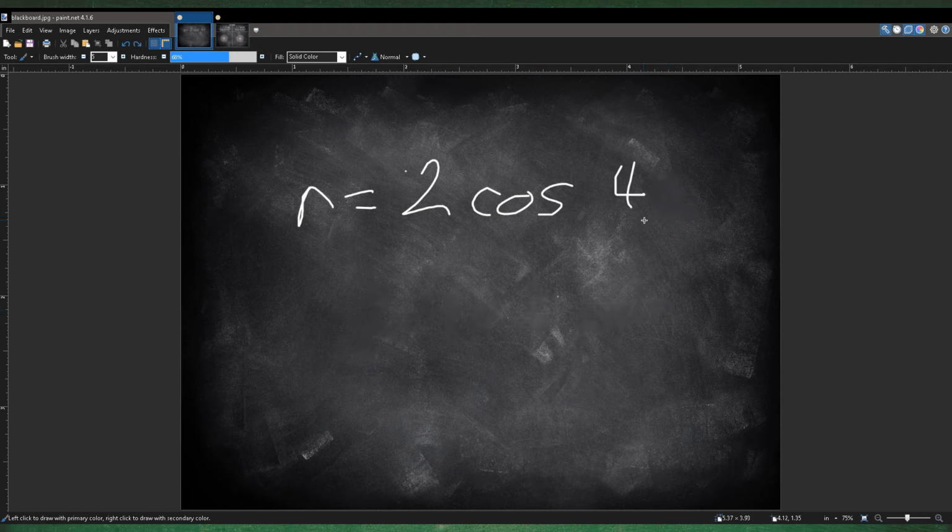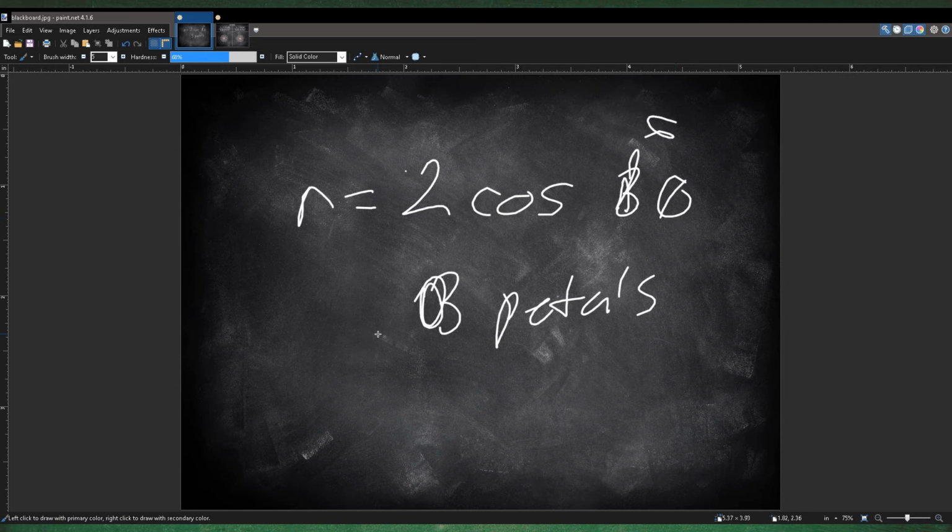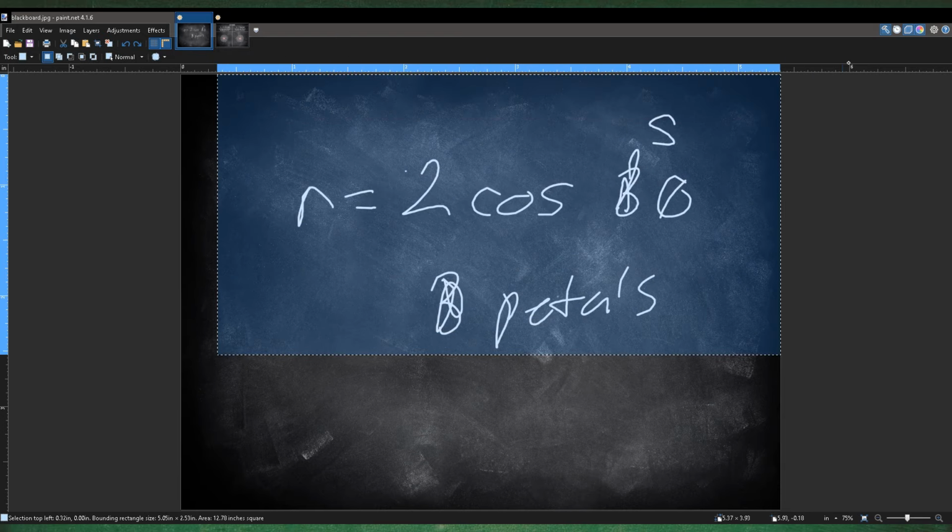And the other identity is that if n is odd, let's say 3 theta, then it's just gonna have 3 petals. If it's 5 theta, sorry, that looks like a 6, that's a 5, then it's just gonna have 5 petals. So it's a pretty cool trick.